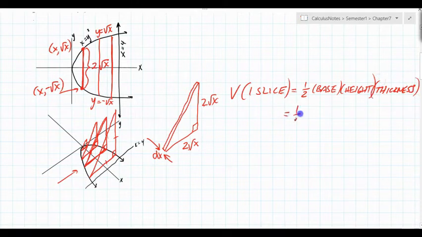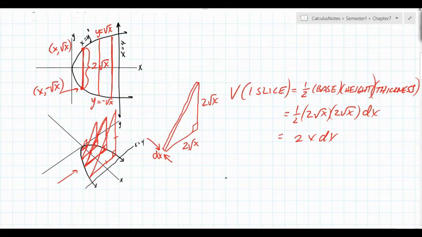And so in this case, our base is 2 root x, and our height is also 2 root x, and our thickness is dx. And so that is 2x dx when we simplify. That's the volume of one slice.